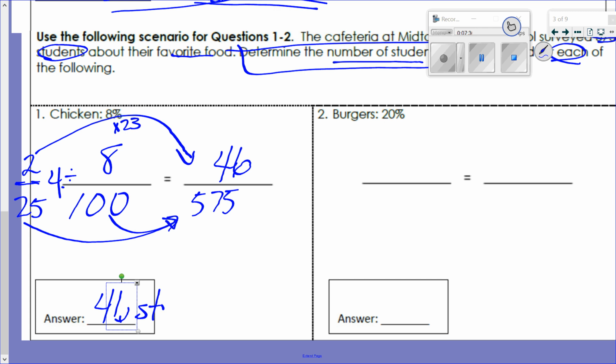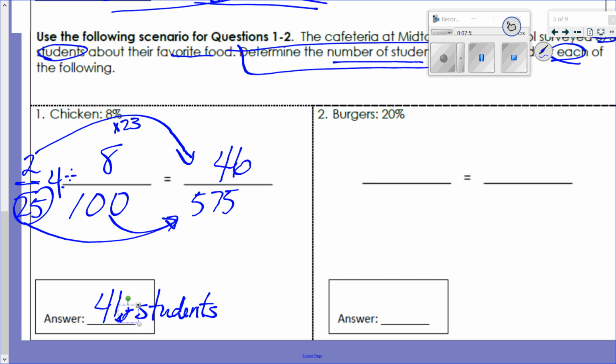Okay, so now this one really isn't a word problem because we're just answering a subset of it. So we can go with just 46 students. Where did you get the 25 from? What do you mean? Because I divided 8 and 100 by 4. So I simplified my percent to make a number that was easier to get to 575.